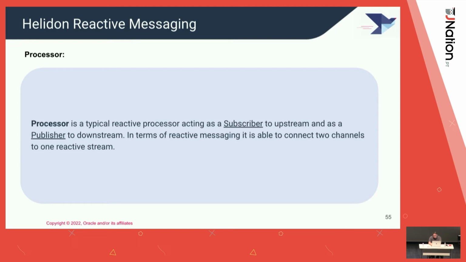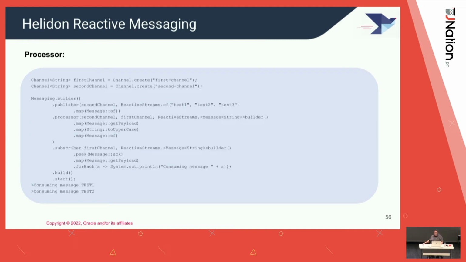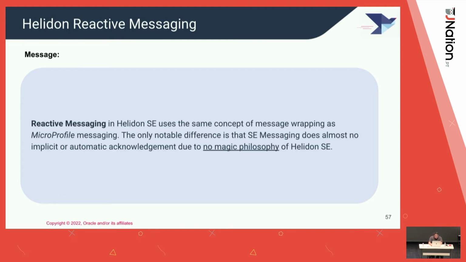You can put a processor in between to process your data somehow. A processor becomes a subscriber for upstream and a publisher for downstream. So you can put as many processors as you want. Just create several channels here, get a publisher, some reactive stream of something, a processor which does uppercase, for example, and, as you see, a subscriber which prints the messages. So it's very easy to create these big pipelines of reactive data processing with back pressure mechanism support.